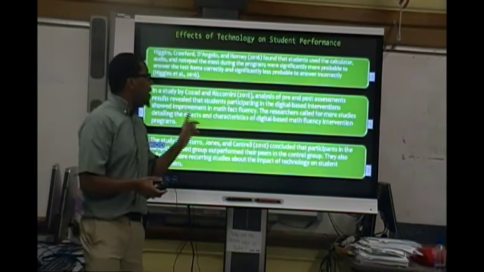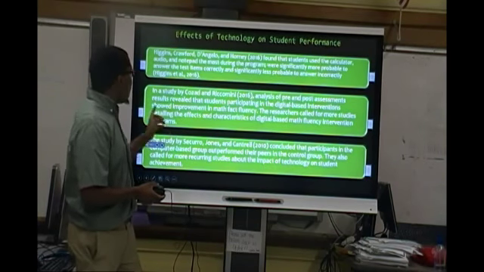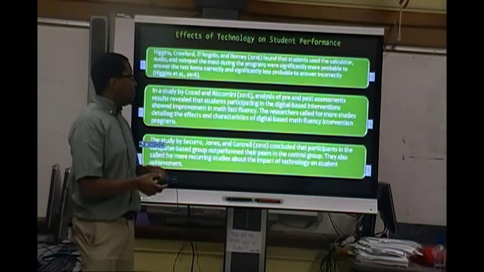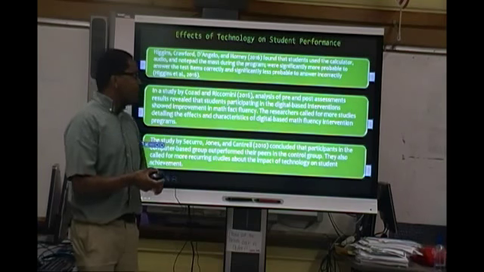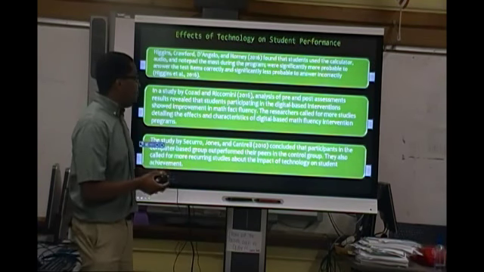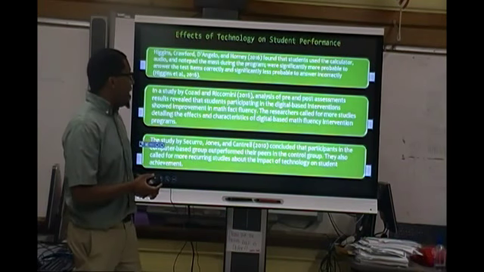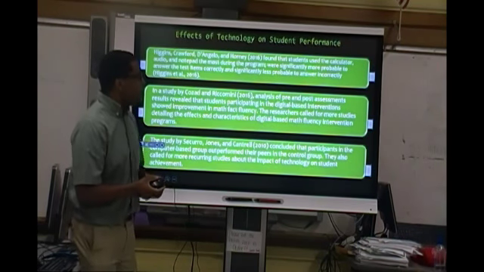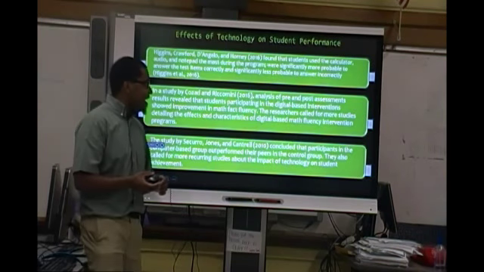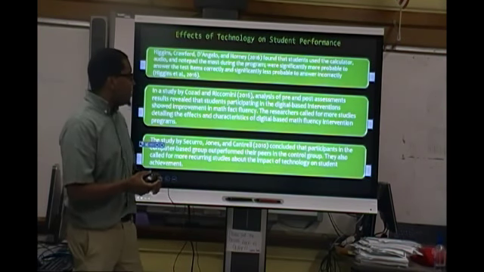So honing in even more, looking at the effects of technology on student performance, we see in a study by Cozy and Riccomini, analysis of pre and post assessment results revealed that students participating in the digital-based interventions showed improvement in math fact fluency. The researchers also called for more studies detailing the effects and characteristics of digital-based math fluency intervention programs.